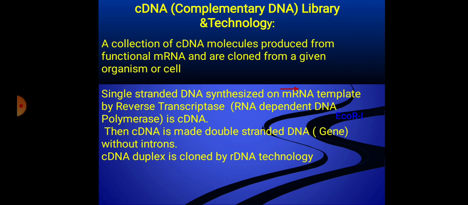This enzyme is also known as RNA-dependent DNA polymerase, which can catalyze the synthesis of a DNA strand on the mRNA. mRNA is acting like a template where complementary nucleotides are added to produce cDNA. cDNA is isolated. It is made double-stranded DNA by the enzyme DNA polymerase. This cDNA duplex is a pure gene without any introns.